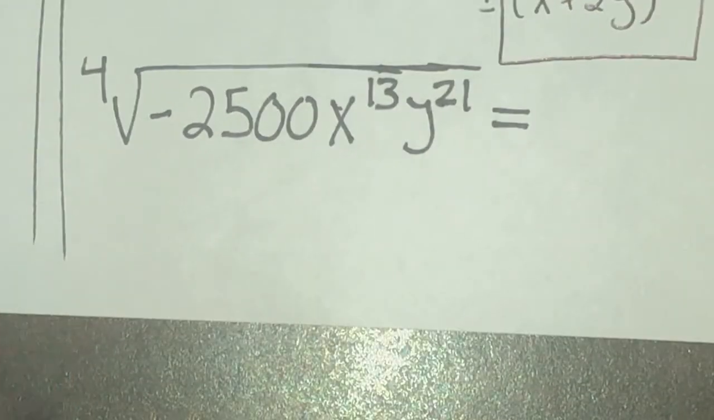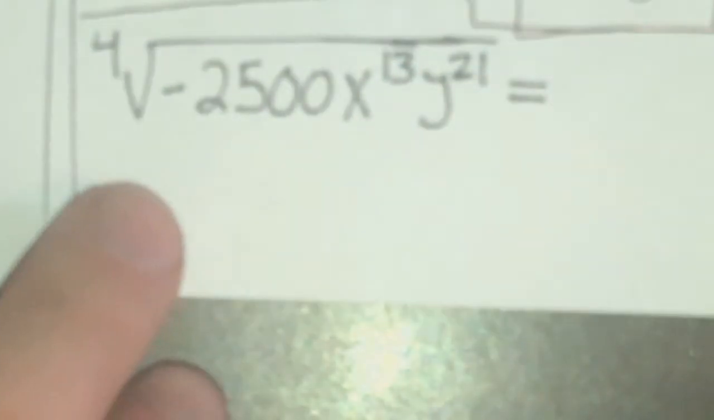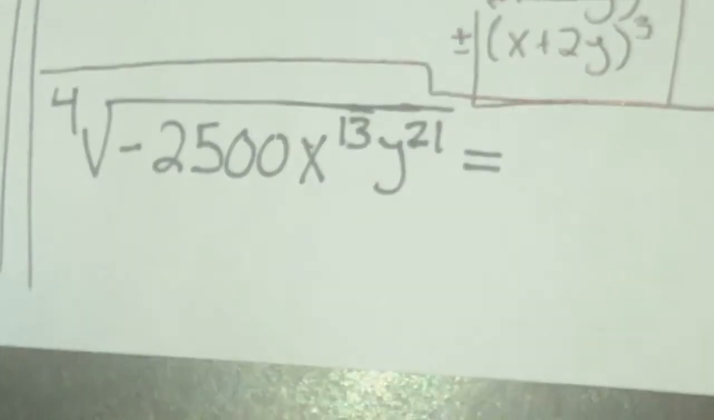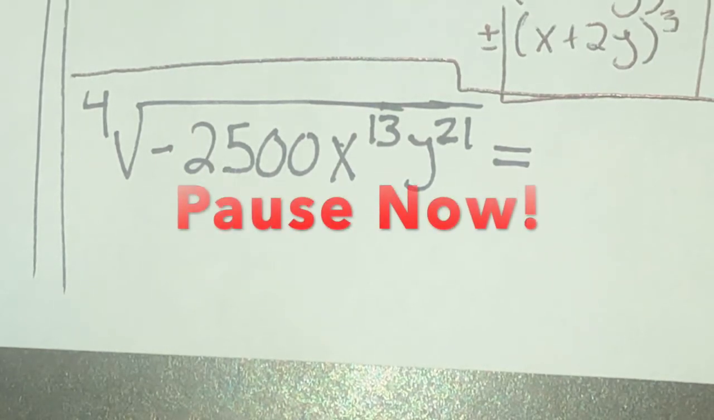So, last one. Guys, here's the thing. I got a negative under that root. It's a 4th root. In theory, we should get a complex number, okay? I'm not going to show you how to get the complex just yet. I don't think we're there, but we're going to get there eventually. What I want you to do is pause the video, try to clean this up as much as you can, and then when you're ready, unpause, and we'll jump into it and take a look.